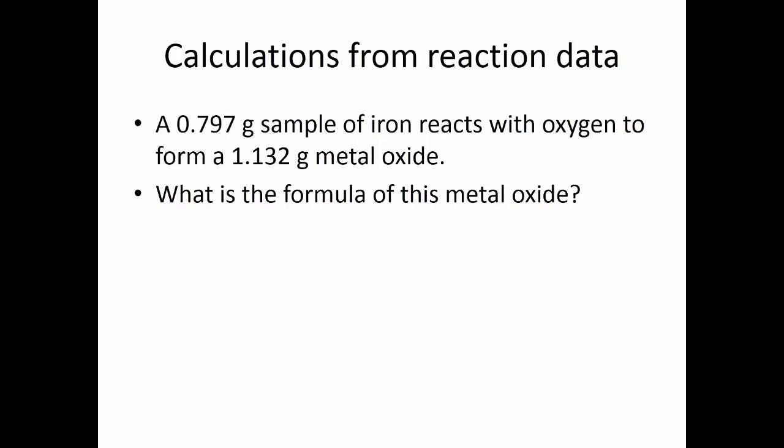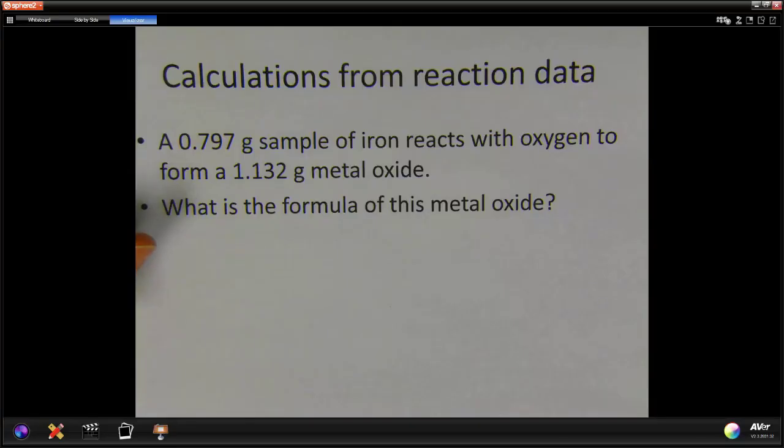Okay, so we have a 0.797 gram sample of iron that reacts with oxygen to form a 1.132 gram metal oxide. What is the formula of this metal oxide? I'm going to start by writing down this information.